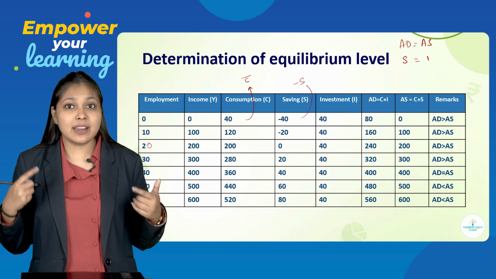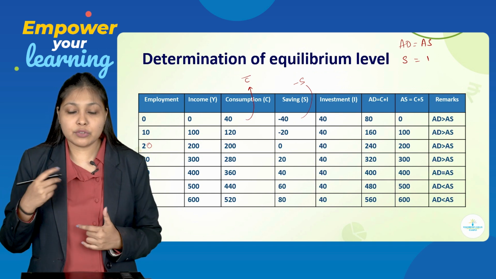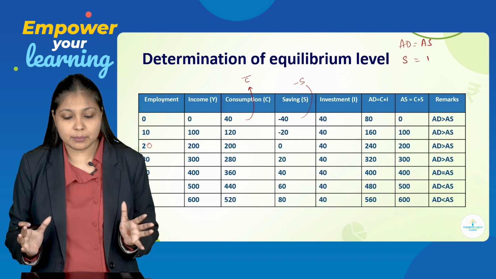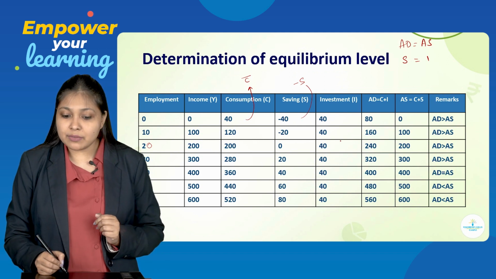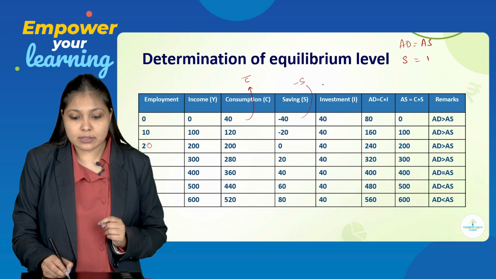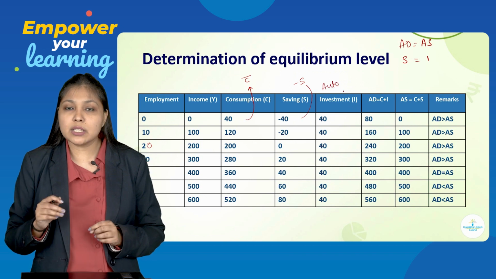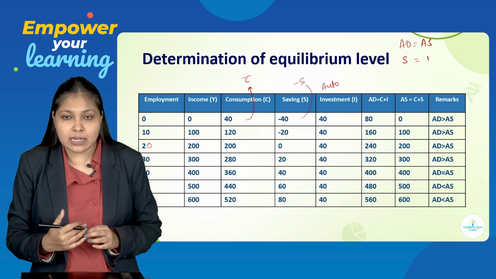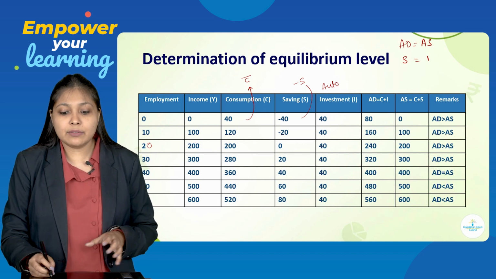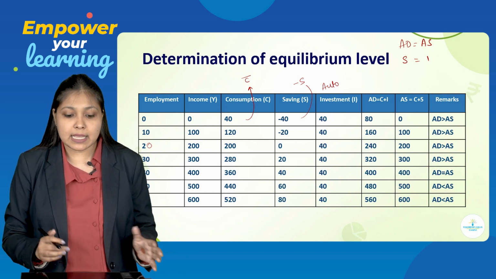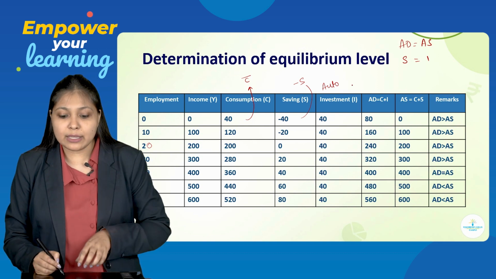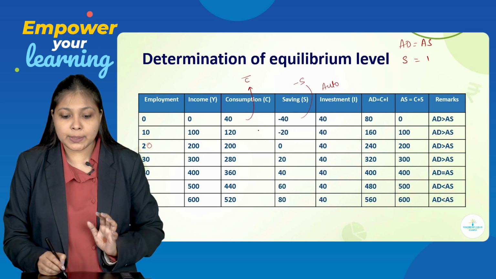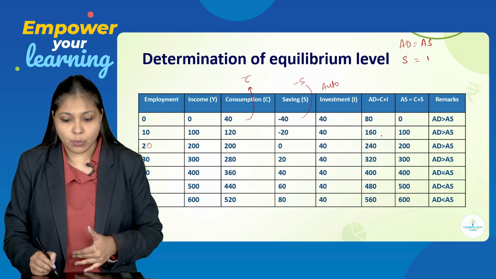I hope you all are recalling these things which we have already completed in our previous videos in a very detailed manner. Then comes investment. Here we have considered autonomous investment. So 40, 40, 40, it will remain constant at the entire level of income. AD, we know AD is nothing but C plus I. You have C column, you have I column, you just have to add it. So 40 plus 40 is 80, 120 plus 40 is 160 and so on.